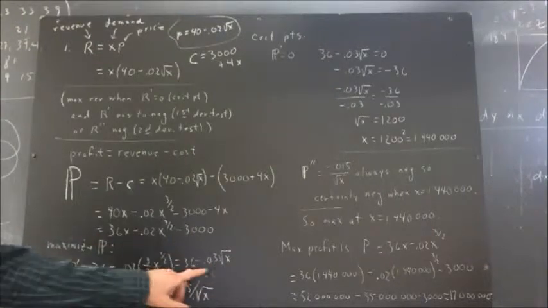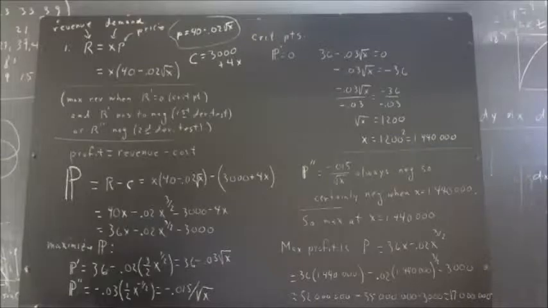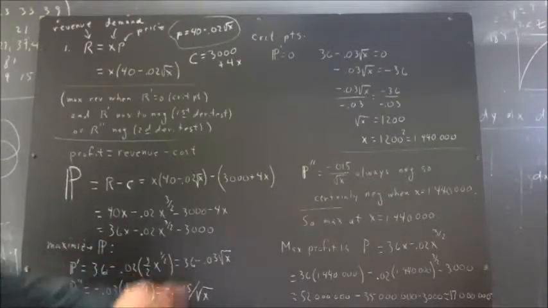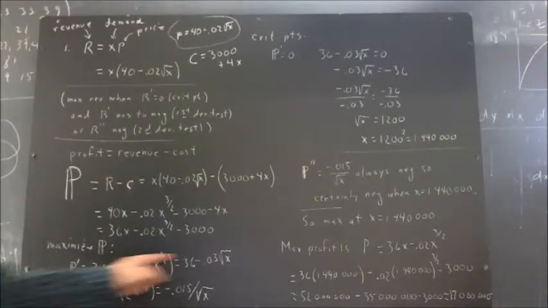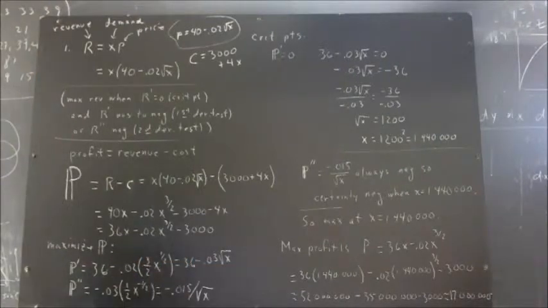3/2 times our 0.02 gives us the 0.03. And obviously the derivative of 36x is 36. There's our first derivative. We're going to set that equal to 0 in a minute to find our critical point.